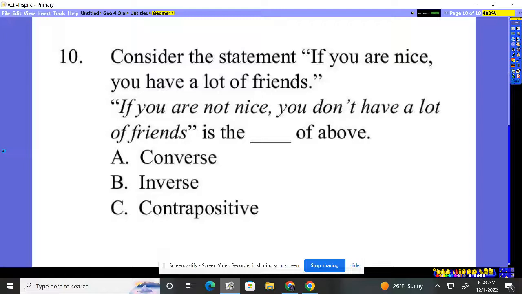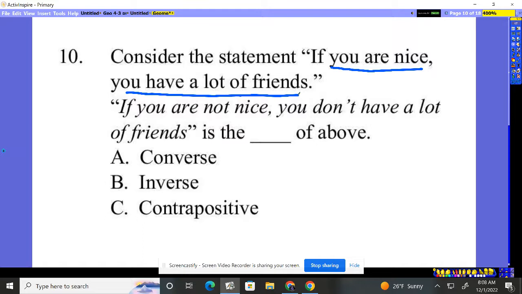Number 10, consider the statement: If you are nice, you have a lot of friends. So this is your if part. Here's your then part: you have a lot of friends. If you are not nice, you don't have a lot of friends. Well, what is that of the above? Is that the converse, inverse, or contrapositive?